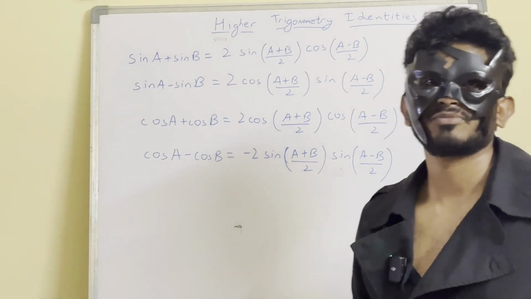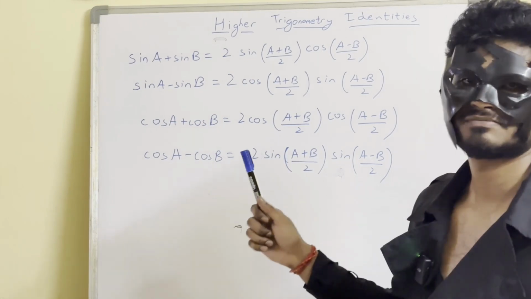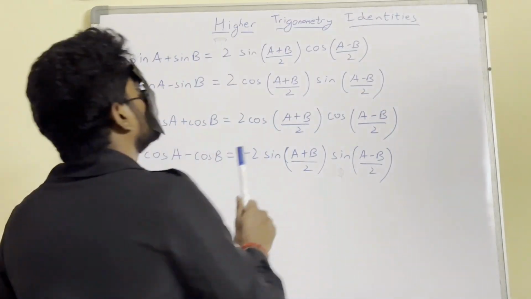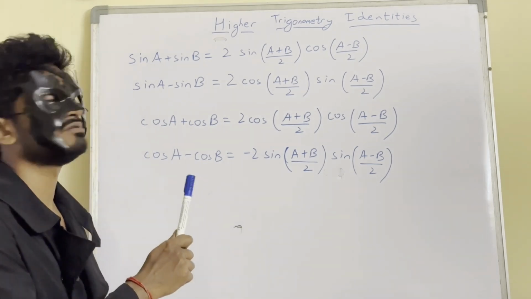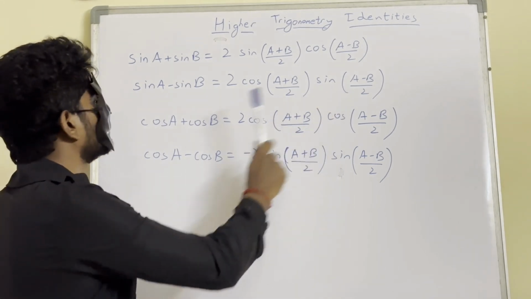So superhumans, other trigonometric identities which I would recommend you to learn are: sin A plus sin B is equal to 2 sin A plus B by 2 into cos A minus B by 2. Sin A minus sin B is equal to 2 cos A plus B by 2 sin A minus B by 2.